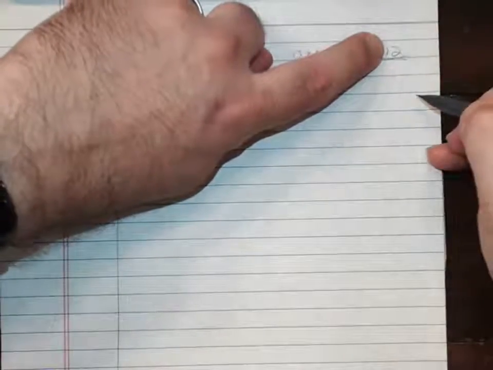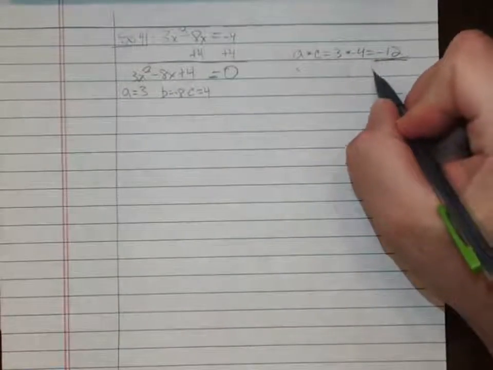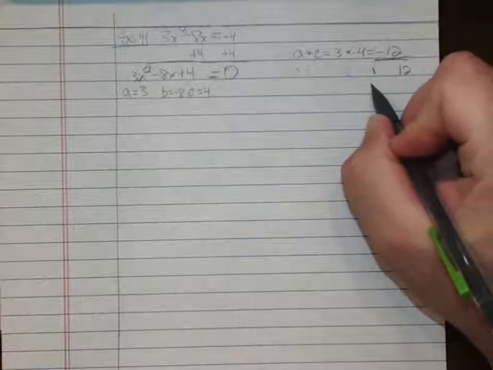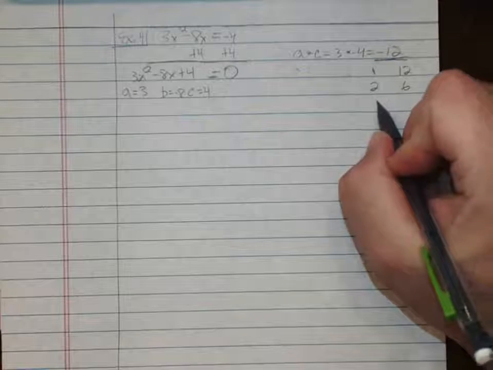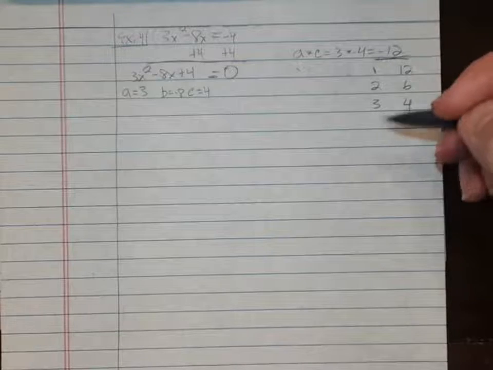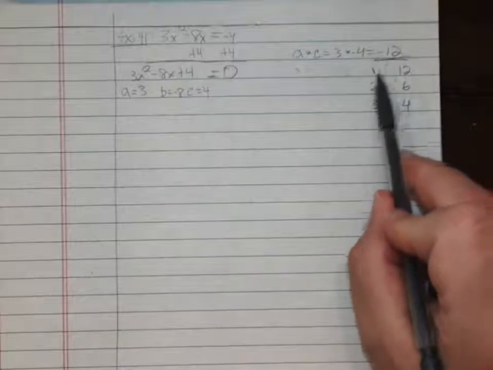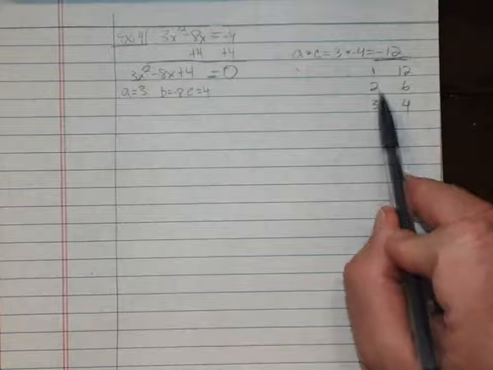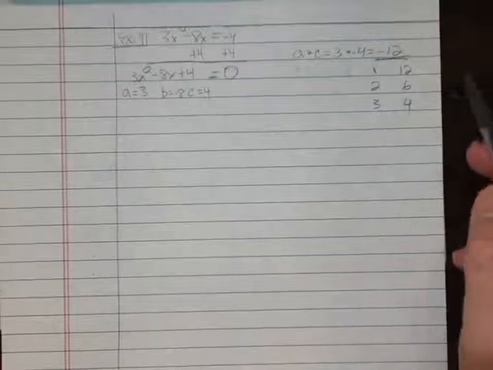I'm not going to worry about the negative right now, but I'm going to write out all the things that multiply to 12. So 1 and 12, 2 and 6, 3 and 4. And notice I did that in a real organized way. I started with 1. 12 divided by 1 is 12. 12 divided by 2 is 6. 12 divided by 3 is 4.